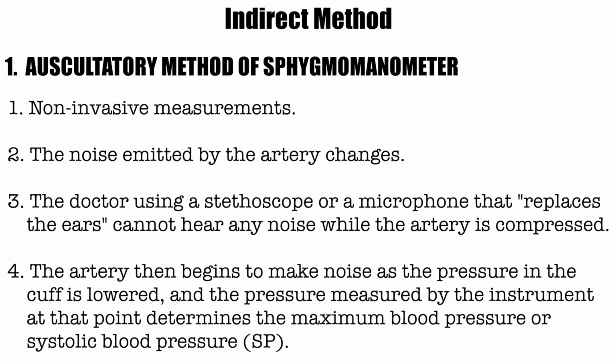The doctor, using a stethoscope or a microphone that replaces the ears, cannot hear any noise while the artery is compressed. The artery then begins to make noise as the pressure in the cuff is lowered, and the pressure measured by the instrument at that point determines the maximum blood pressure or systolic blood pressure.